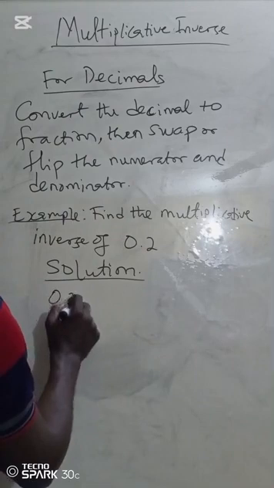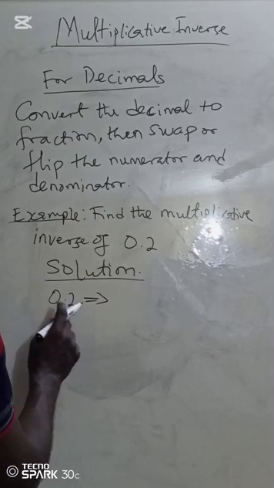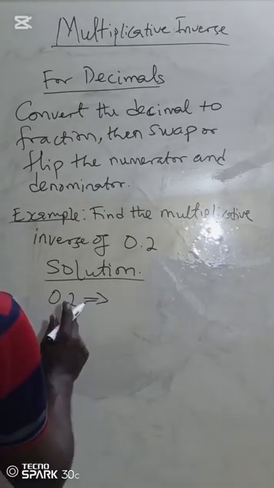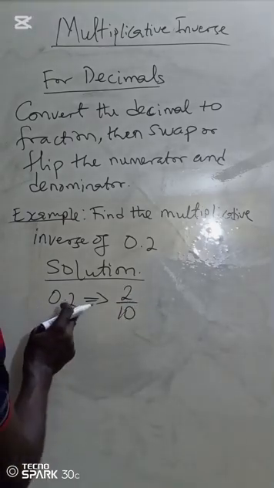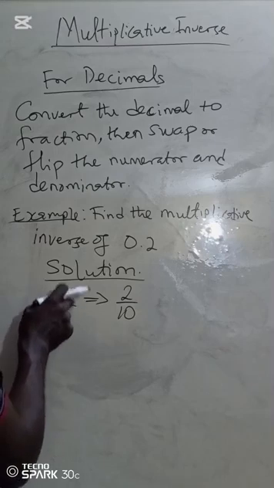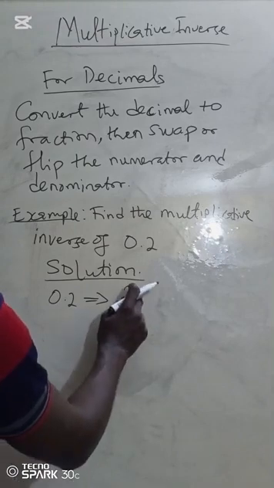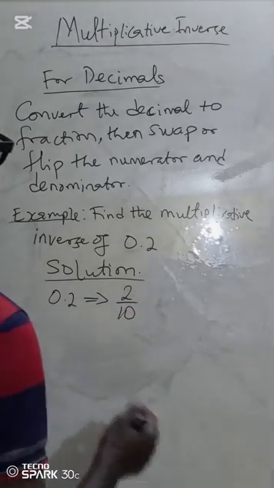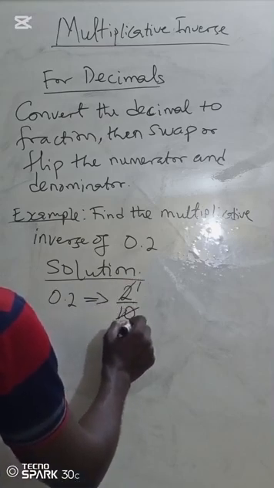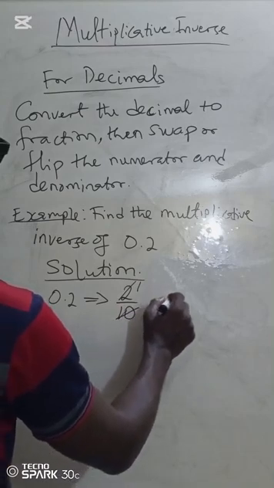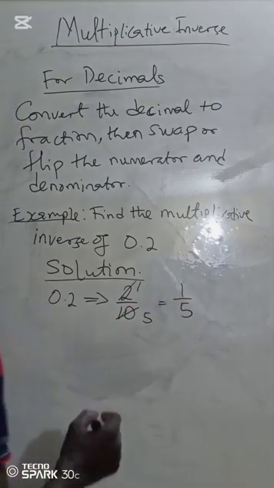So what do we need to do? We need to convert the decimal to a fraction. This will be 2 divided by what? 10, because the place value of 2 here is 2/10. Then what is the common factor between 2 and 10? The common factor is 2. 2 divided by 2 is 1, 10 divided by 2 is 5. So we have the lowest term of the fraction to be 1 over 5.